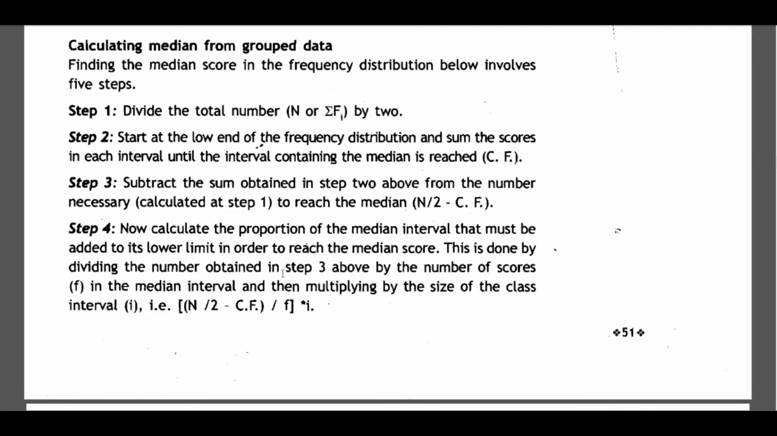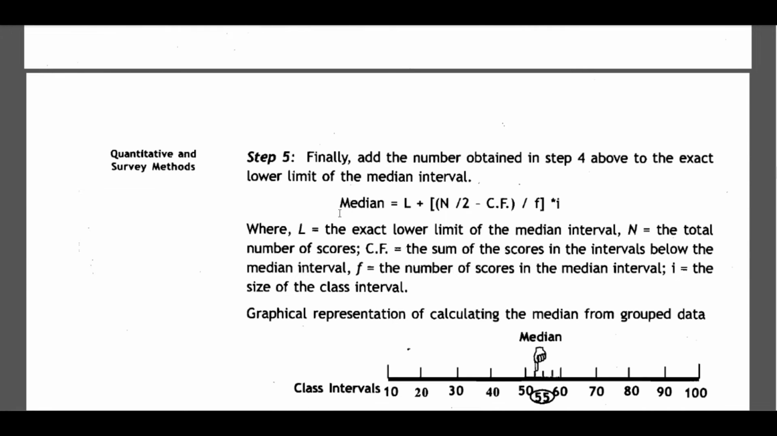This is done by dividing the number obtained in step 3 by the number of scores in the median interval and then multiplying by the size of the class interval, that is (n/2 minus Cf) divided by f, times i. We will see an example. Step 5: finally, add the number obtained in step 4 to the exact lower limit of the median interval: median = L plus (n/2 minus Cf) divided by f, times i, where L is the exact lower limit of the median interval, n is the total number of scores, Cf is the sum of the scores in the intervals below the median interval, f is the number of scores in the median interval, and i is the size of the class interval.